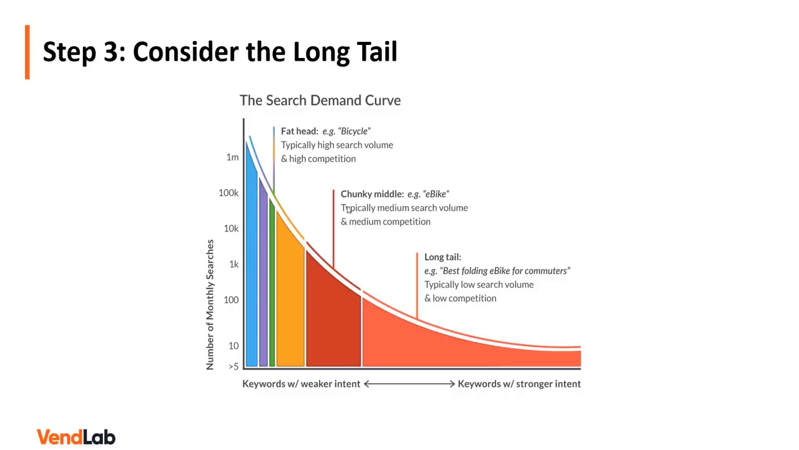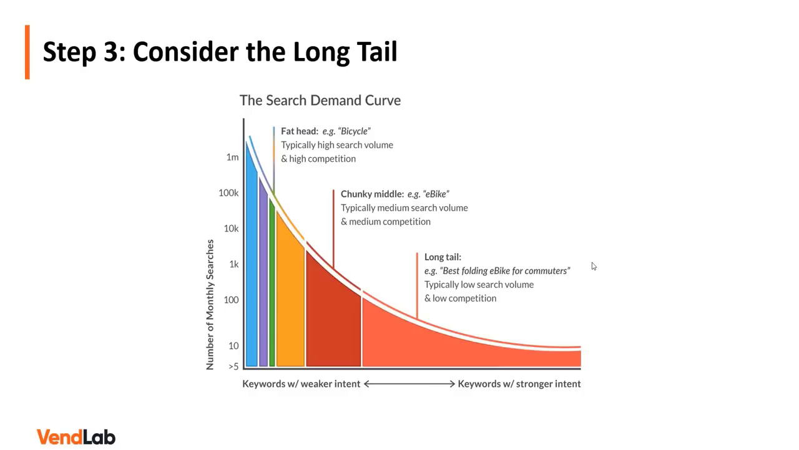And then in the middle, we have the so-called chunky middle. That would be things a bit more specific like e-bike. And then in the long tail, we'd have very specific searches for people who are doing action-focused things. Low search volume, but also low competition, but high intent. And in this example here, it's best folding e-bike for commuters.